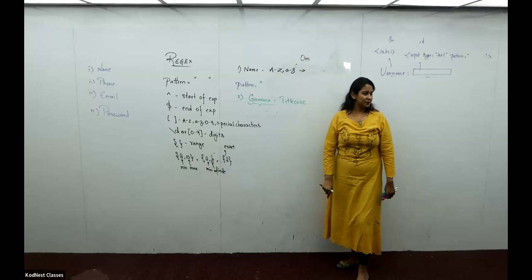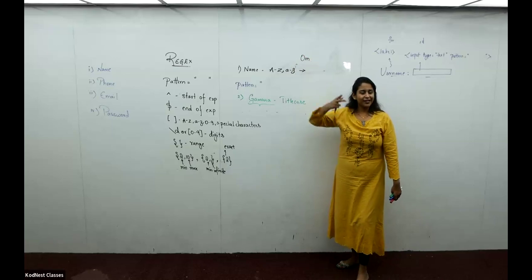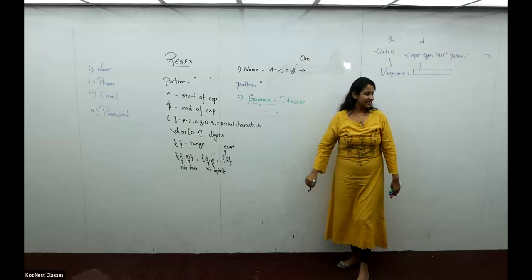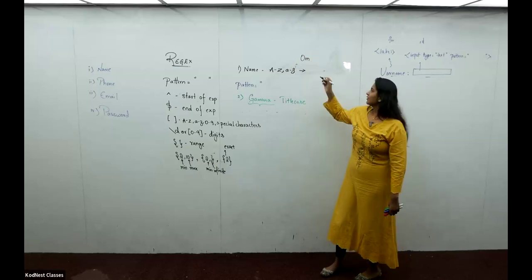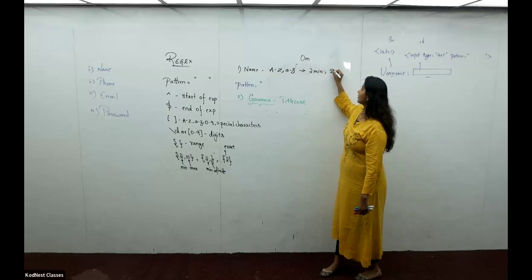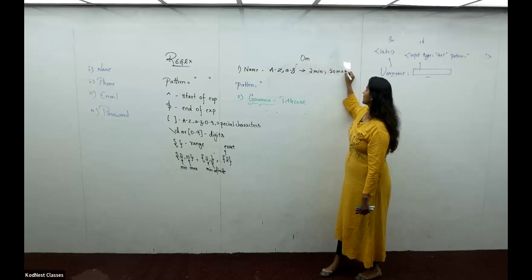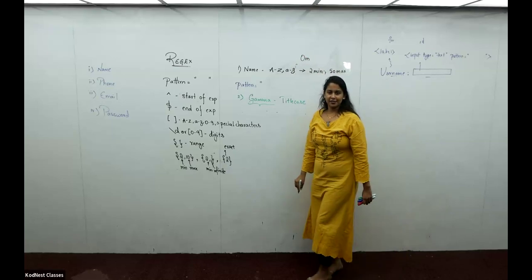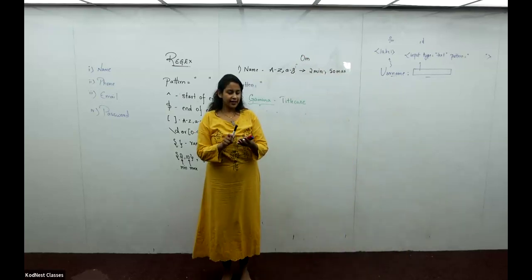Maximum also 2? Then only I'll specify Om. You can't give your names then. 30, 20. Minimum 2 I'll tell, and maximum I'll tell 50 characters. Well, so how do you write a regex for this?